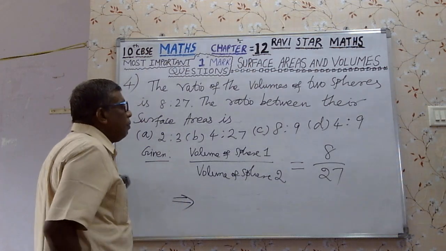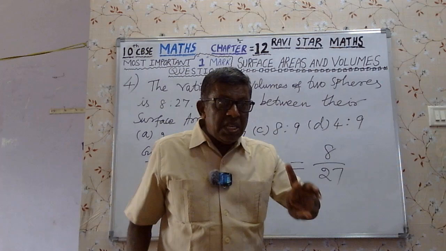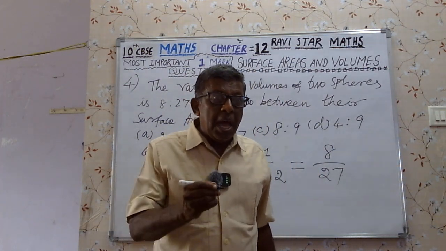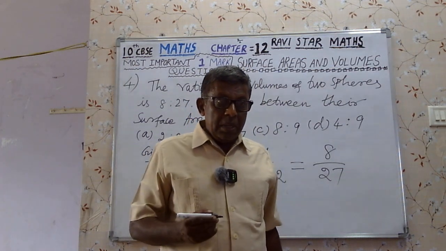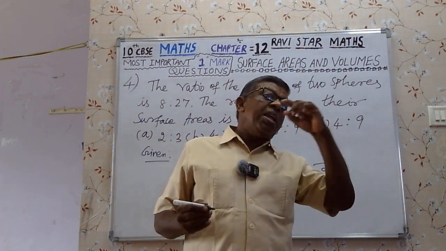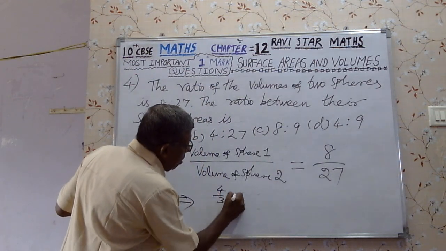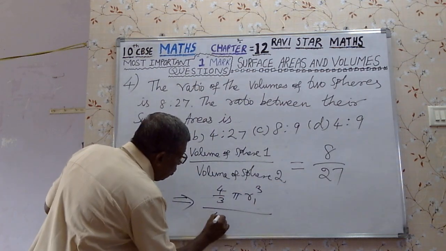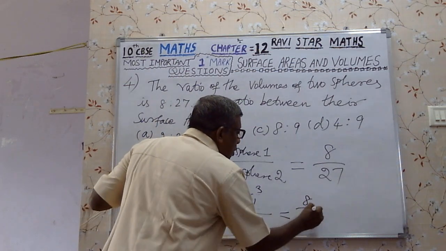Which implies, volume of sphere number 1 by volume of sphere number 2. Since there are two spheres, the radii are different. The volume of a sphere, its capacity, is given by the formula 4/3 pi r cubed. First sphere radius r1, second sphere radius r2. That is 4/3 pi r1 cubed by 4/3 pi r2 cubed equal to 8/27.